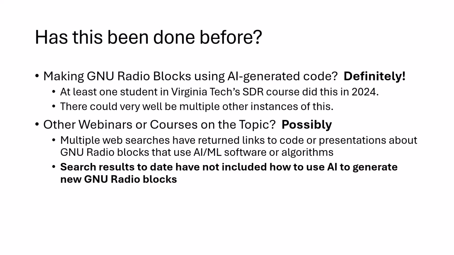The next question: has this been done before? Making GNU Radio blocks using AI-generated code. And yes, it has been. At least one student in a course that I co-taught last fall did use AI to generate code. This was encouraged as long as the students could show that they understood the AI-generated code, and at least one of the students did that successfully. And there could very well be multiple other instances of this. So this is definitely not the very first time a GNU Radio block has been developed that uses AI-generated code.